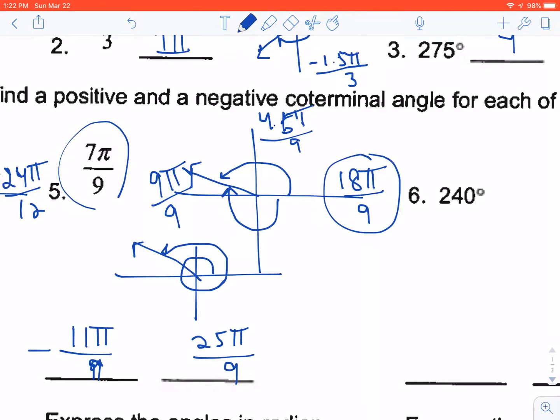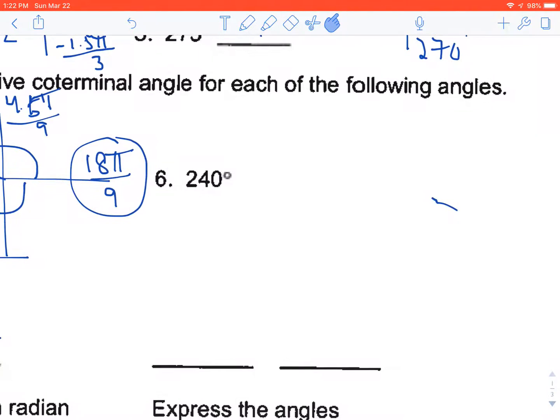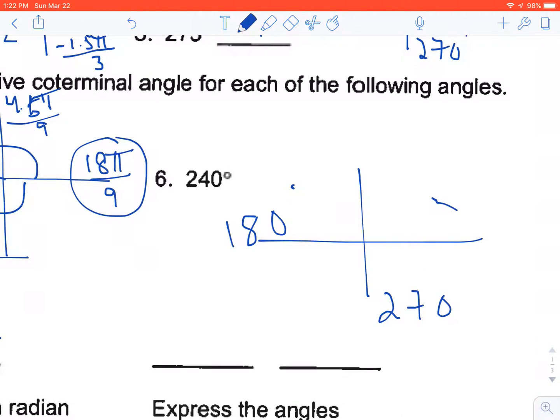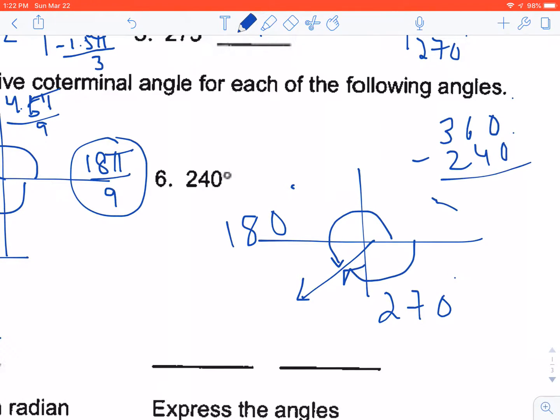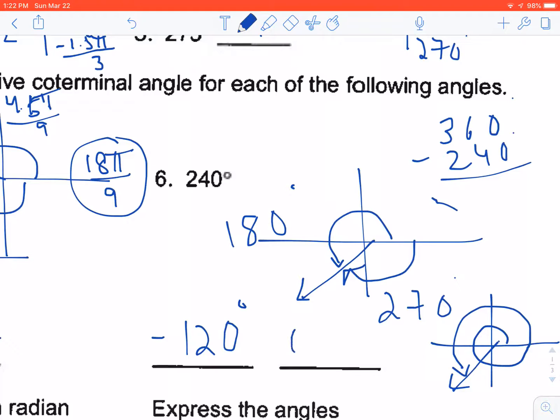Okay, 240 degrees. When we're in degrees, it's just a little bit easier because we're a little more comfortable with degrees. This is 180 and this is 270. So we know 240 will be in quadrant 3. For the angle in the negative direction, if 360 is all the way around and I've used up 240, I'm left with 120, but that's in the negative direction. Remember that degree symbol. And then to get the one that goes all the way around, 360 plus 240 will give me 600.